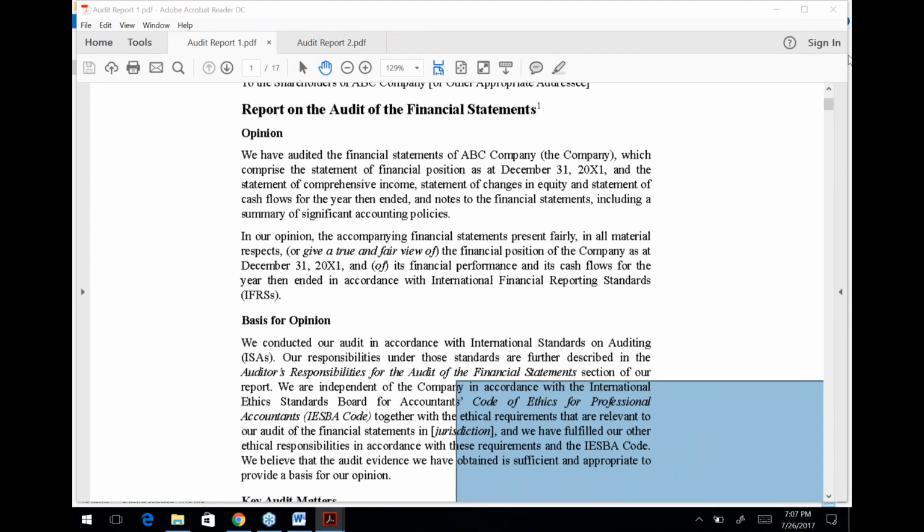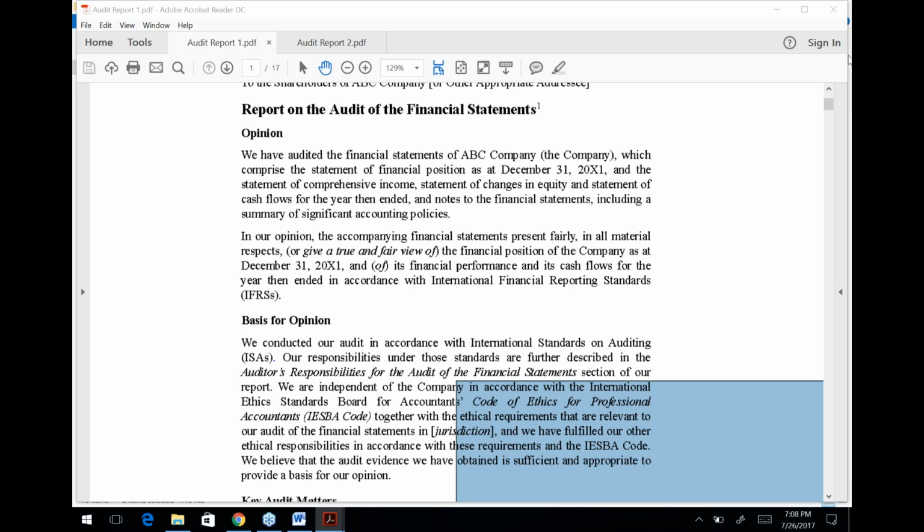So earlier it used to be like this, but over a period of time the audit report has changed and the ISA has been revised. So the revised ISA, when it talks about the audit report, the first thing it starts off with is the audit opinion.